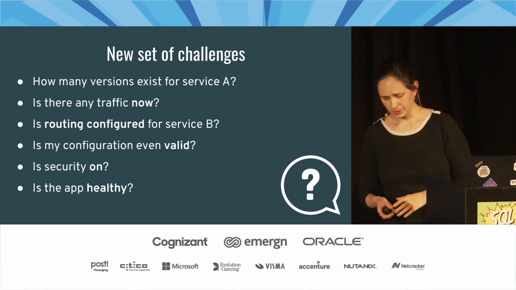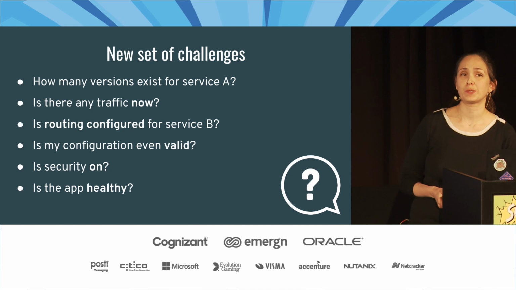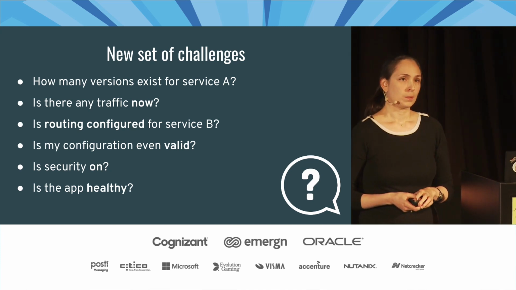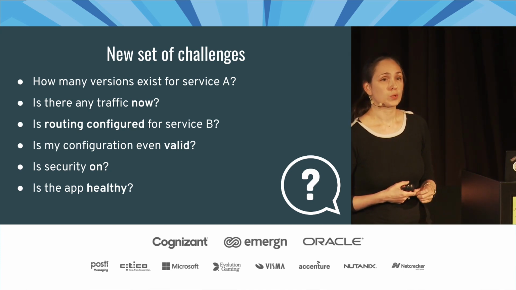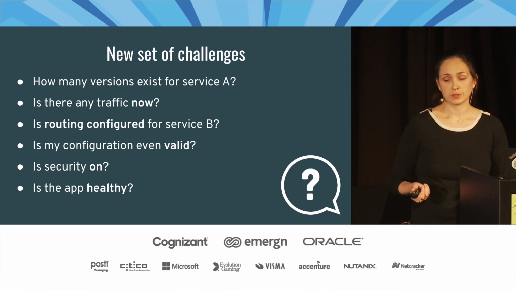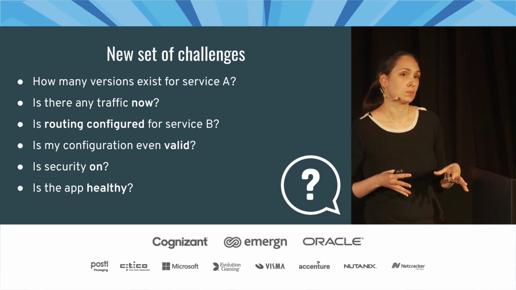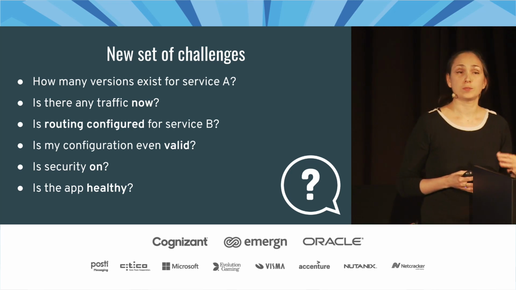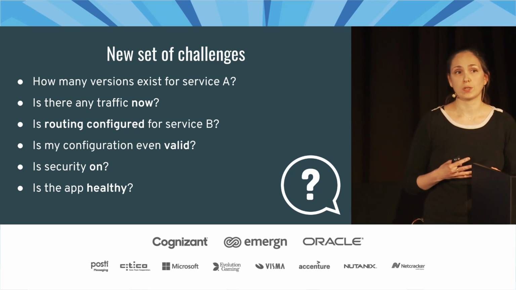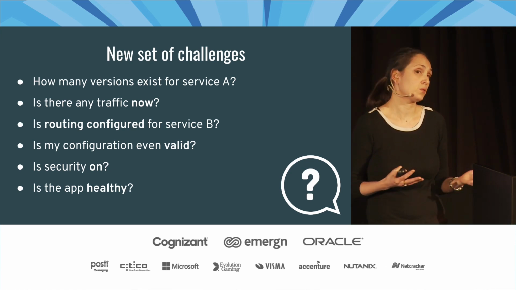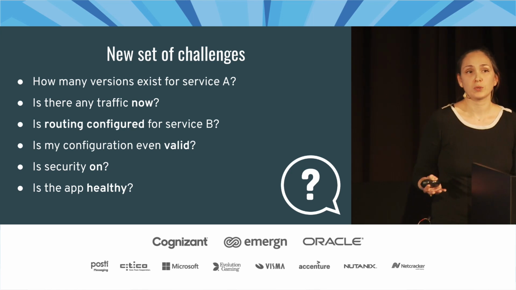So we gain flexibility, and now we know how to manage the communication between microservices. But now we got also a new set of challenges. For example, Istio doesn't have a user interface. How do I see things? How do I know if there's traffic now? How many versions exist for service A? Is the configuration that I defined even valid? Is security on for service C? I have no idea.